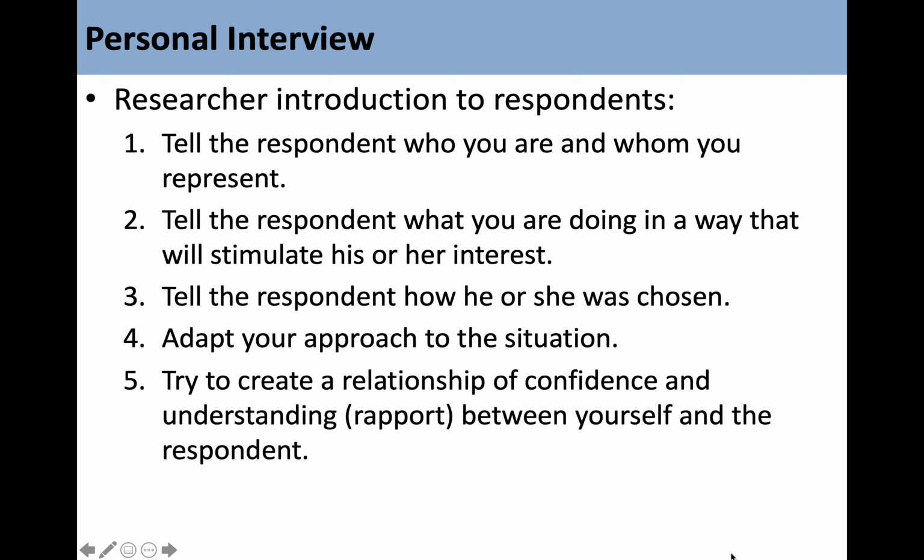Researcher introduction to respondents. Tell the respondent who you are and whom you represent. Tell the respondent what you're doing in a way that will stimulate his or her interest. Tell the respondent how he or she was chosen. Adapt your approach to the situation. Try to create a relationship of confidence and understanding. This, of course, is rapport between yourself and the respondent.